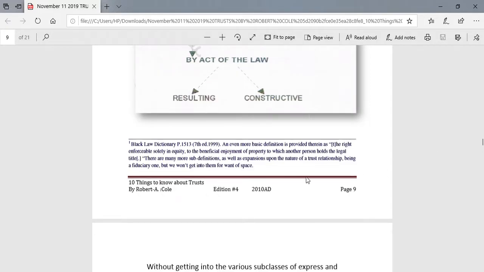Black's Law Dictionary, p. 1513, 7th edition, 1999. An even more basic definition provided therein: the right enforceable solely in equity to the beneficial enjoyment of property to which another person holds the legal title. There are many more subdefinitions as well as expansions upon the nature of a trust relationship, being a fiduciary one, but we won't go into them for want of space.